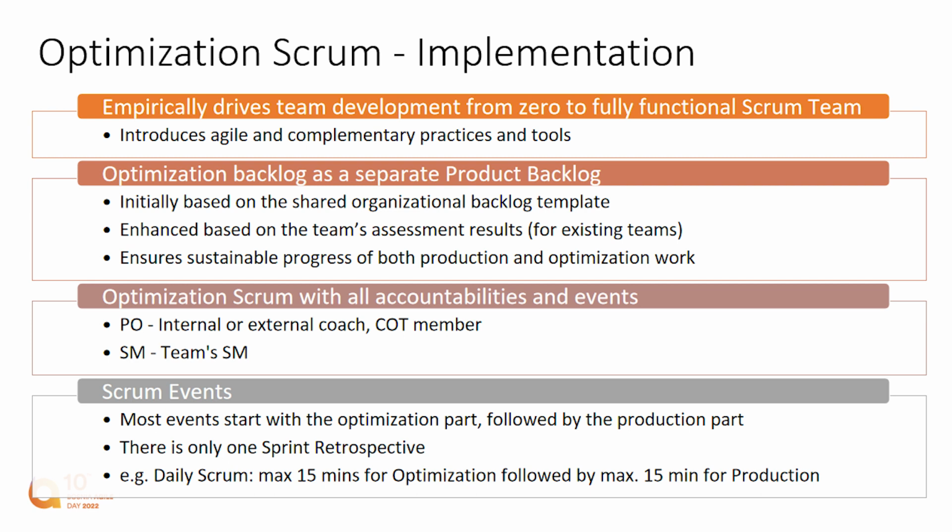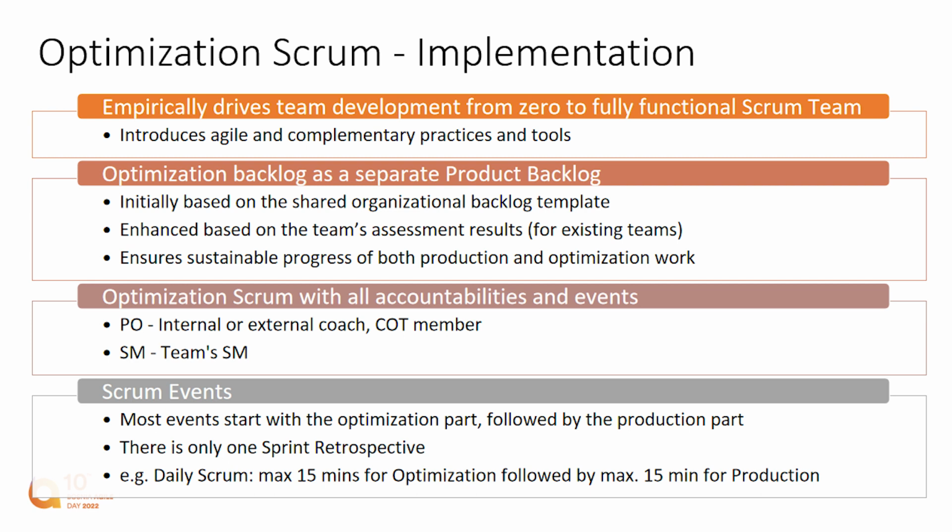They work based on a separate product backlog dedicated to the optimization. By having separation between the production product backlog and the optimization product backlog, we ensure that the priorities from the production work don't kill the optimization work. So we can be certain that there will be some optimizations, despite the small percentage of their capacity, that there will be some optimizations in each sprint.